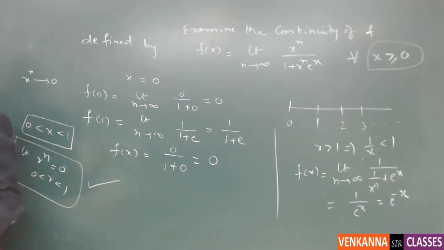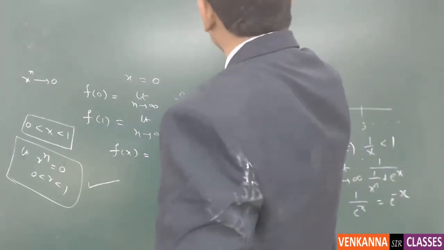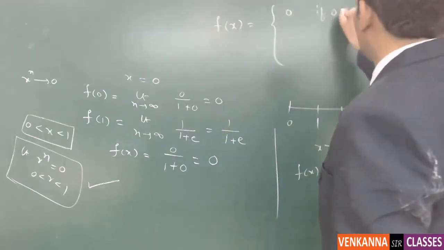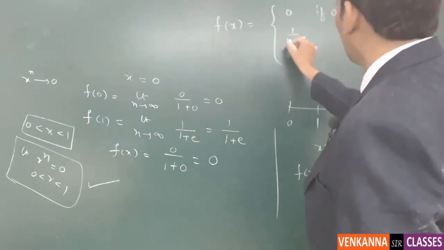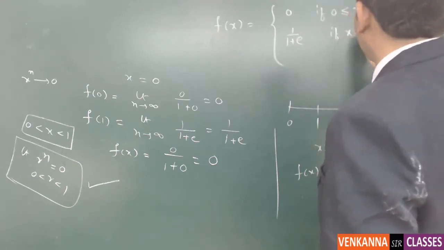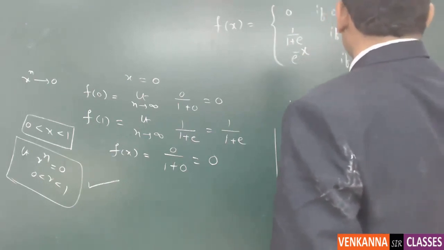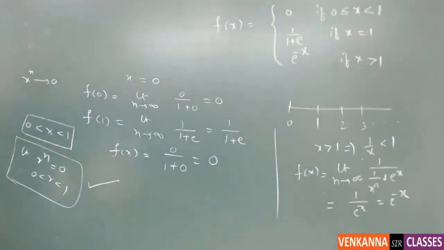Any more questions? How the function is bifurcated here? Okay. So if you have taken a note of this, we consolidate the function like this. F of x is equal to 0 if 0 less than or equal to x less than 1, 1 by 1 plus e if x equals 1, e power minus x if x greater than 1. This is the consolidated representation for the given function after evaluating its values.